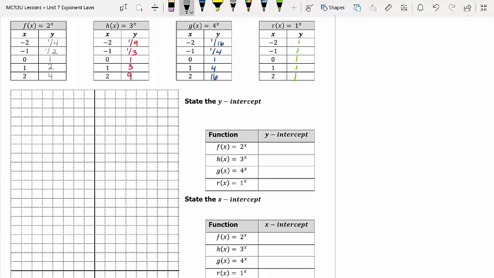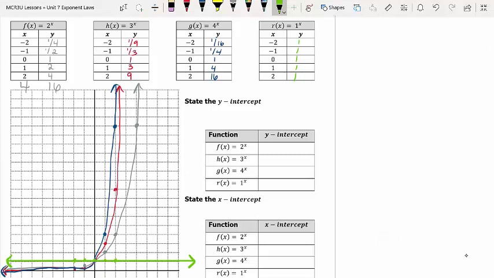Okay, so our first point is (-2, 1/4). I'm not going to label this graph. We'll just assume that every box is 1. (-1, 1/2), (0, 1), (1, 2), and (2, 4). Okay, and just to help with some accuracy, if we had a point with an x value of 4, it'd be (4, 16). Okay, so now we're just going to connect all those dots. Okay, and we'll extend the graph on both ends. So that's the graph of f of x equals 2 to the power of x. Go ahead, pause the video, and graph the other three on the same grid.